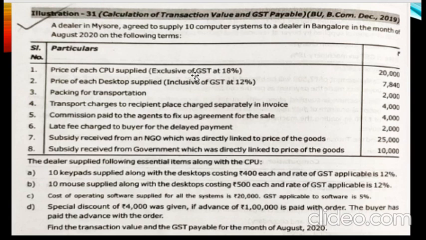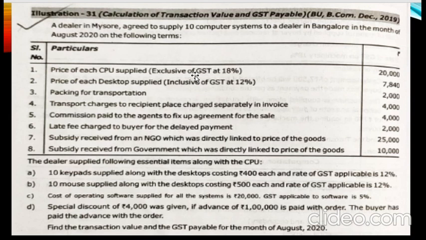So they have given us the price of each CPU supplied exclusive of GST at 18%. So this amount of 20,000 does not include the GST amount, so we can directly take that amount without any calculations. Then the price of each desktop supplied is inclusive of GST at 12%. So there is a desktop which is supplied, and this 7,840 has GST in it. So we need to find out the value without GST, so we will do that calculation.